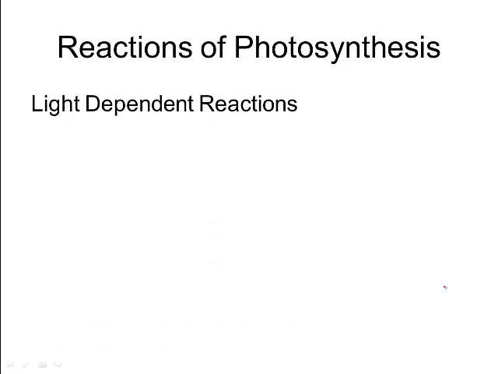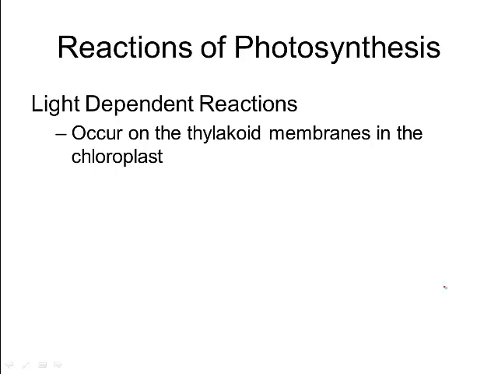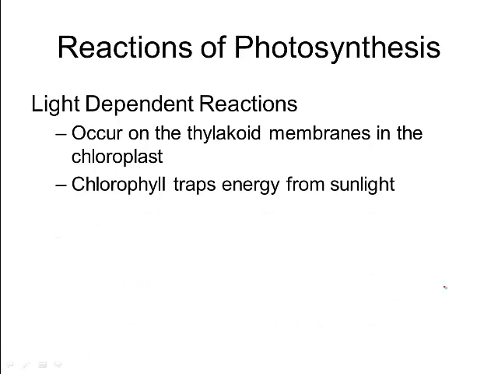So we're going to start with the light-dependent reactions. Just as their name implies, they do require light to occur. And they happen within the thylakoid membranes of the chloroplast, because remember, the thylakoid membranes have the chlorophyll within them, and the chlorophyll is what is going to be absorbing the energy from the sun. So that's the main job of the light-dependent reactions, to get the energy from the sun.